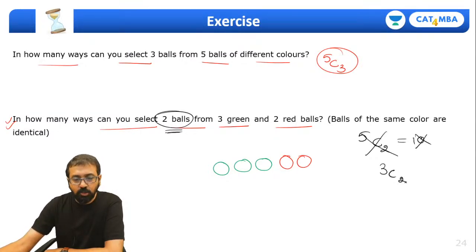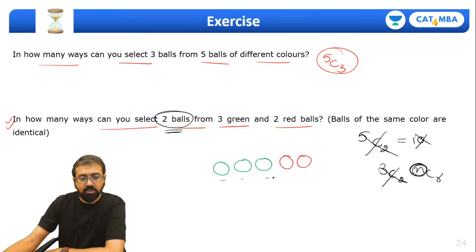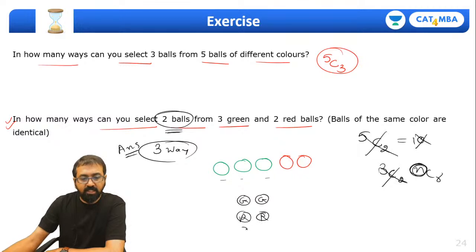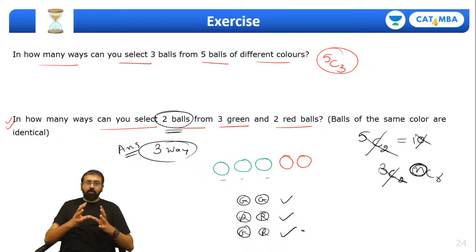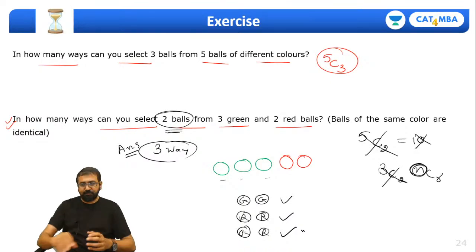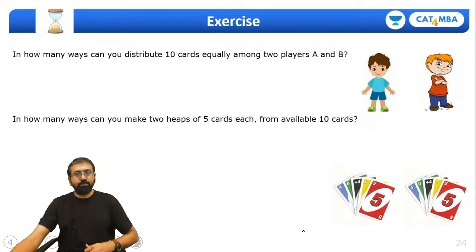You can't use 3C2 also, incorrect. See, this NCR can be used only when the N objects are different. Here, are these 3 balls different? No, so you can't use 3C2. Guys, the answer will be 3. There are just 3 ways. Why? My 2 balls will be both green, or both red, or 1 green and 1 red. That's it. So these are the 3 ways. Have you understood, everyone? Please understand, when the objects are identical, you can't apply that formula. That's a point that I wanted to make you understand.